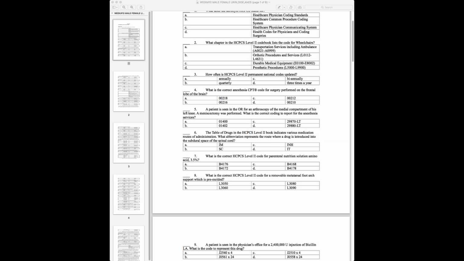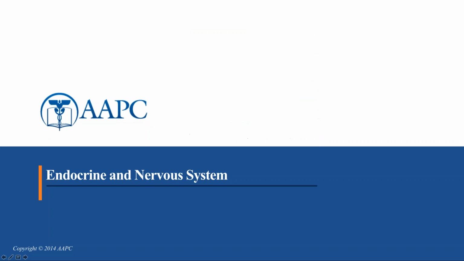Let's get the slide up. Okay, so everyone should be able to see my screen. We're on the endocrine and nervous PowerPoint, and I am on page 364. As you can see, the endocrine is a very, very short chapter. It's only a page. It's not even a full page.